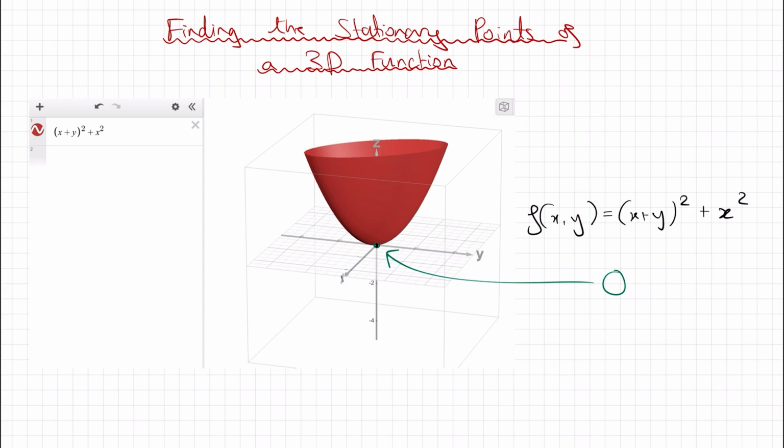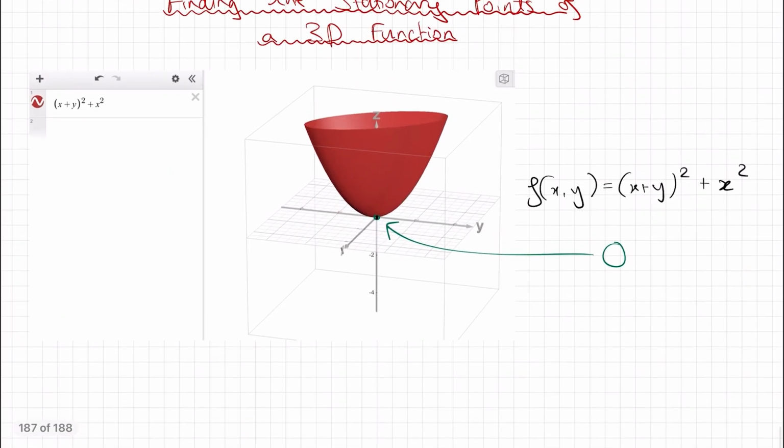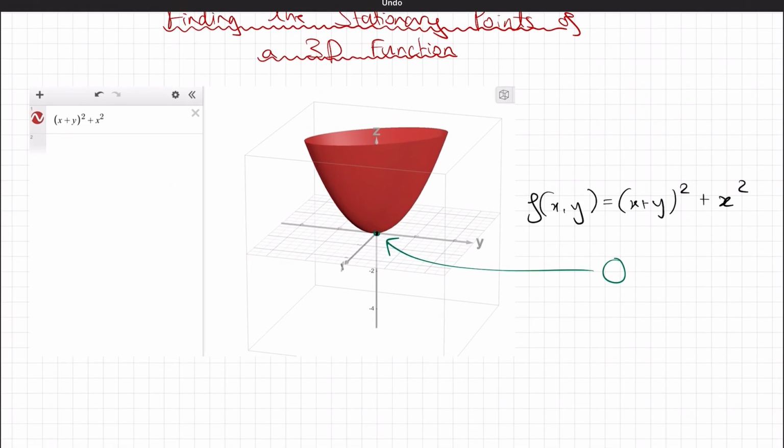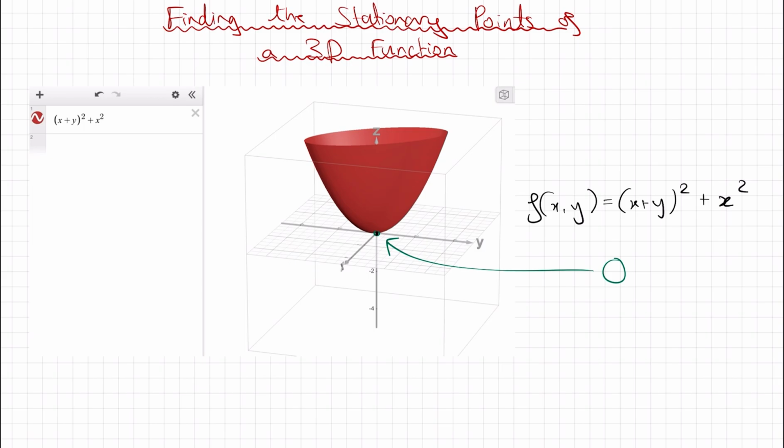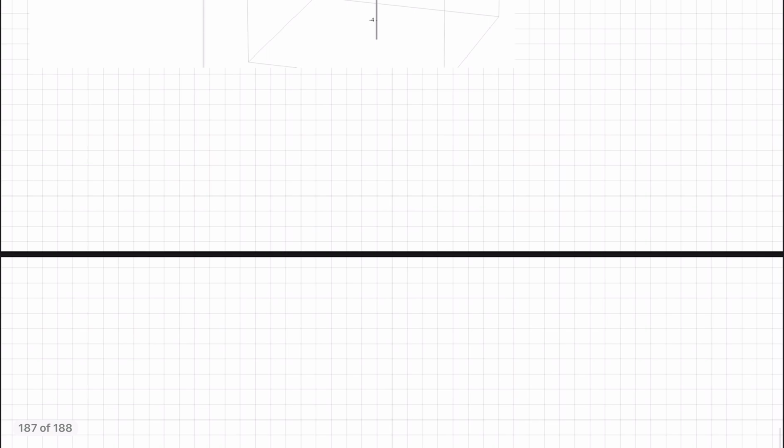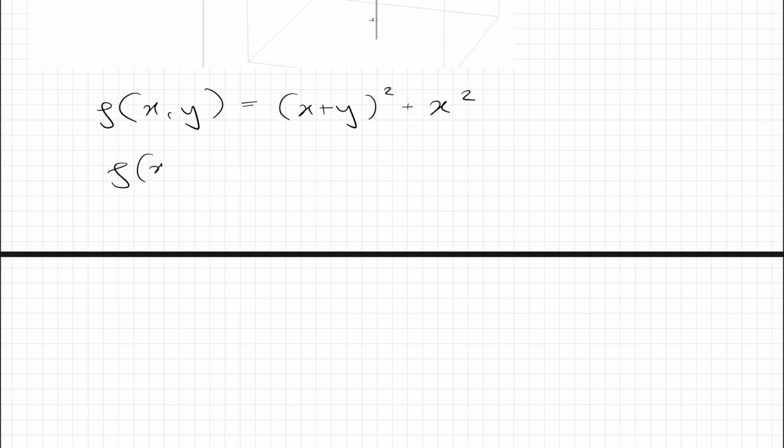Well, the basic idea is we differentiate with respect to each of the variables, and then we solve for when both of those derivatives are equal to 0 in simultaneous equations. So let's bring this function over to here, (x plus y) squared plus x squared. If we had a regular function f of x, we just take df by dx, and that's going to give us the derivative, and then we set that equal to 0 and solve for x. That gives us a stationary point.